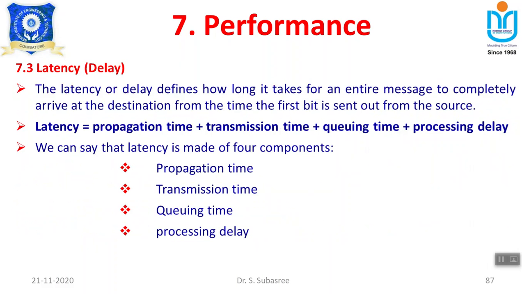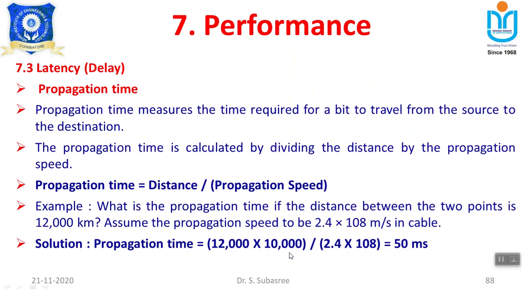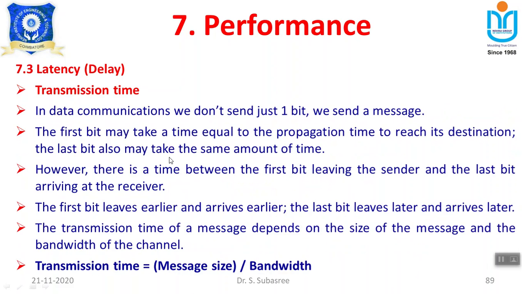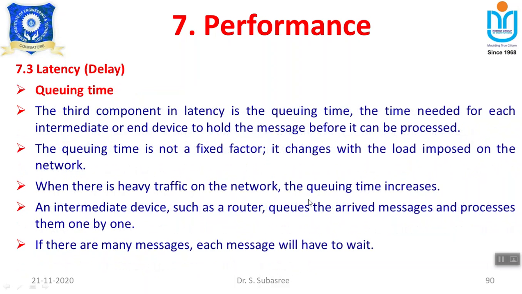And the next one is latency. The latency includes so many delays: propagation time, transmission time, queuing time, and processing time. What is the meaning of propagation time? Propagation time measures the time required for a bit to travel from source to destination. The example you can see later on. Transmission time is how much time is taken to forward one bit from sender to receiver. That is called transit time or transmission time. So it is purely based on the bandwidth as well as the size of the data.